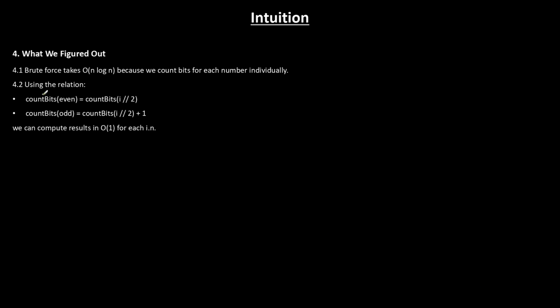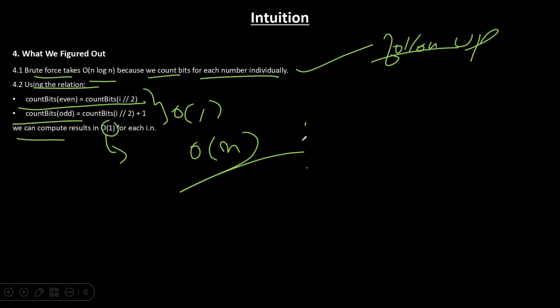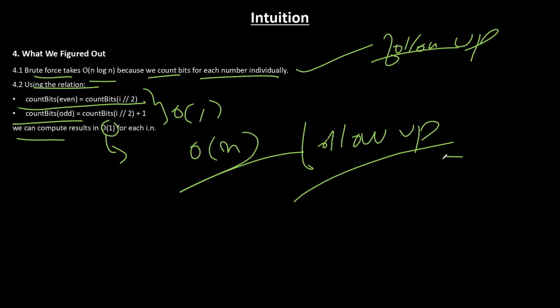What did we figure out? We figured out that brute force takes n log n because we count bits for each number individually, which is accepted, but the follow up is much more important to do, right? So we use the relation: count bits of even is count of half, and count bits of odd is count of half plus 1. We can compute the result in O of 1 for each, and the total time taken will be O of n, right? Which is our follow up requirement. So I hope you understood the intuition explanation. Now let's move to the next slide.